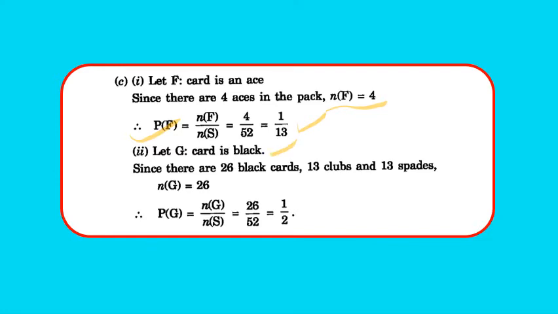So let G be the event that the card is black. So we know that there are 26 black cards, 13 clubs and 13 spades. So n(G) equals 26. So using the formula P(G) is equal to n(G) upon n(S), we get 26 upon 52, which is equal to 1 upon 2. Clear? So pause and note down the solution.